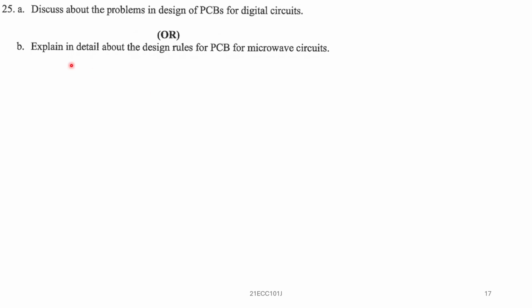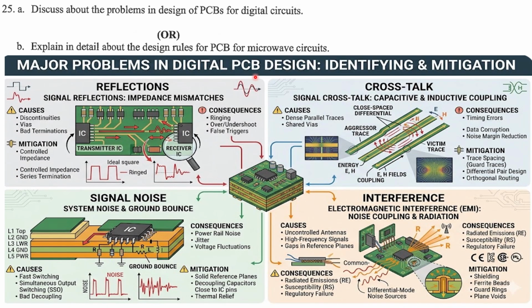Similarly, you can see the requirements for inductance and capacitance. Now let's take the next question: discuss the problems in the PCB for digital circuits and design rules for PCB for microwave circuits. So the problems in digital PCB circuits are reflection, crosstalk, signal noise, and interference. We have already covered all these topics in our previous discussion, so you can follow the contents from the fifth unit.